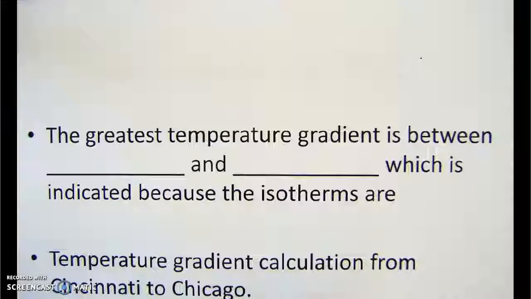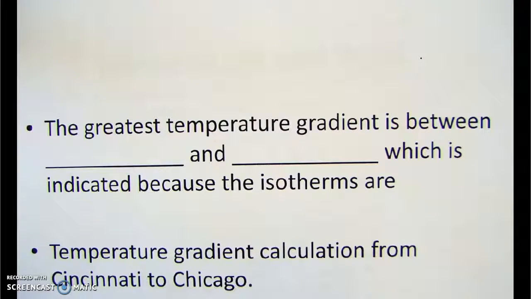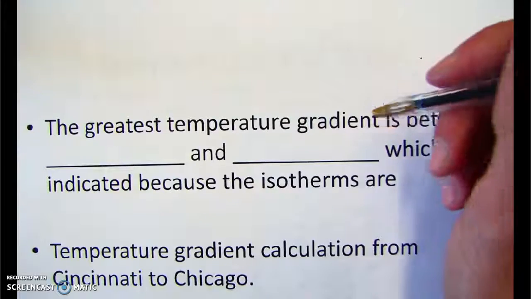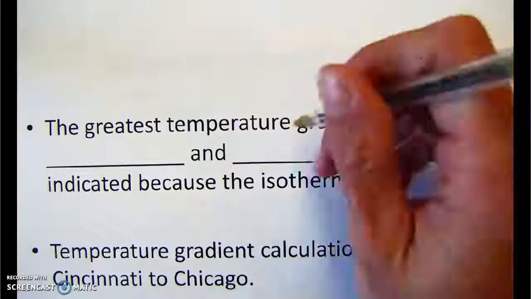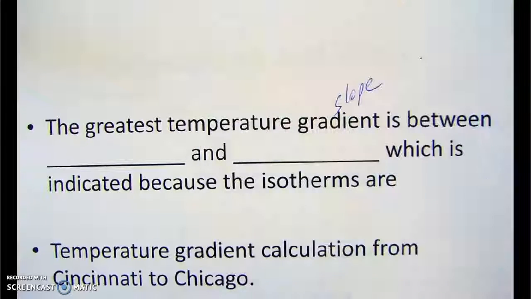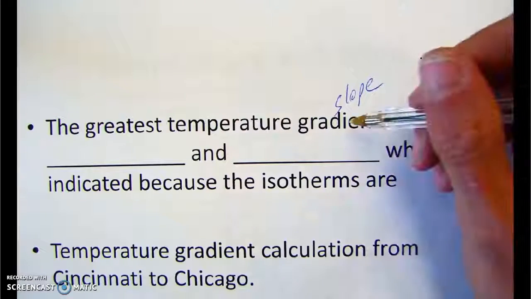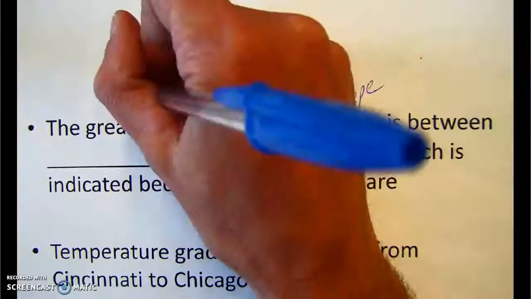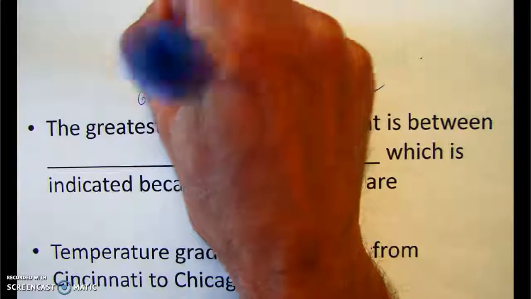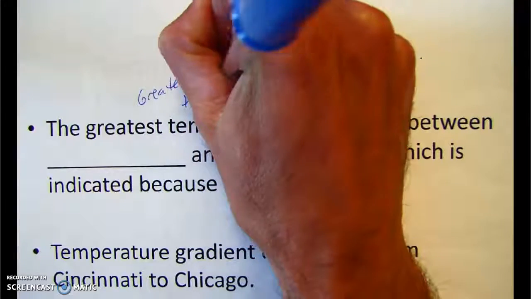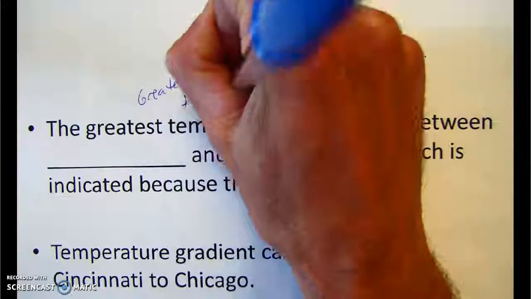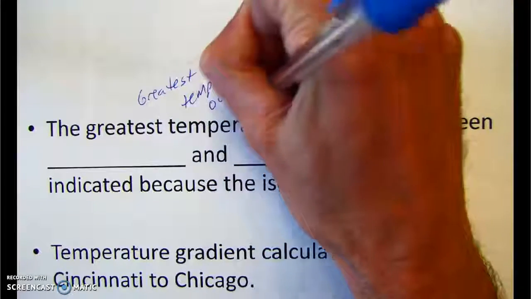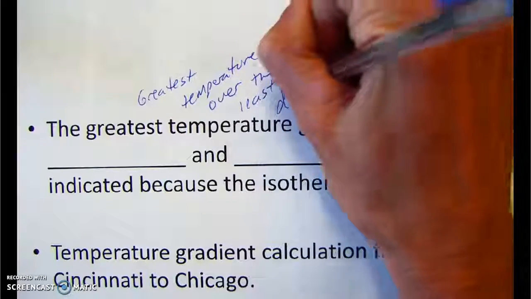Now, back in September, we also talked about this idea of gradient. And we calculated the gradient between different points, and we basically thought of it as slope. How steep a slope was, how steep a mountain was, how steep a valley was. Well, it's a similar idea with temperature. We can calculate a temperature gradient. And this is where the temperature changes the most. I'll say the greatest temperature change over the least distance. That's what we're looking for when we're looking for the greatest temperature gradient.